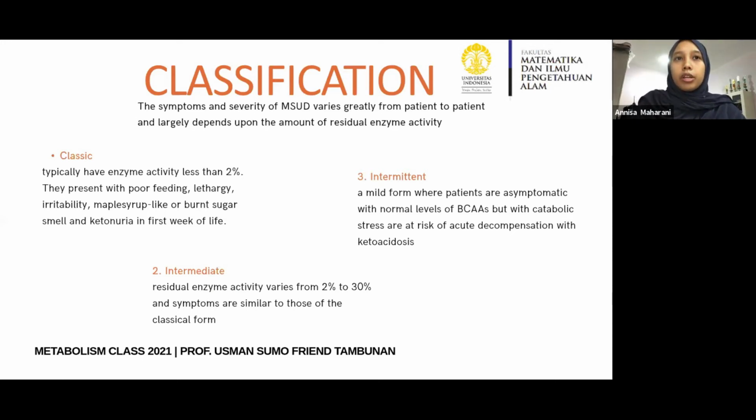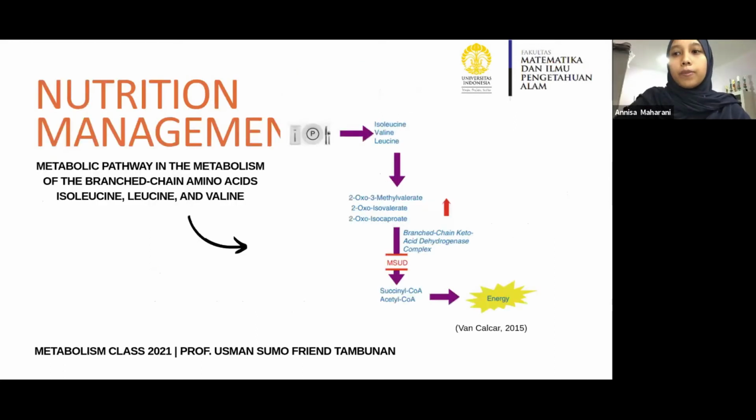The second one is the intermediate classification. The residual enzyme activity varies from 2% to 30%, and symptoms are similar to those of the classic form. The intermittent form is a mild form where patients are asymptomatic with normal levels of BCAAs, but with catabolic stress they are at risk of acute decompensation with ketoacidosis. Next.